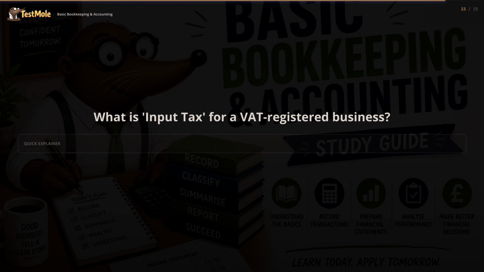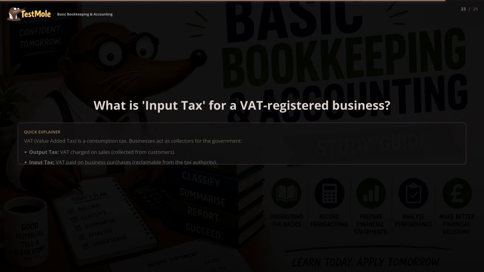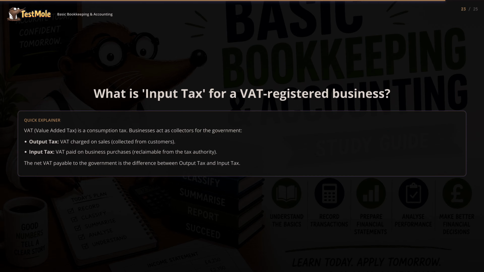What is input tax for a VAT-registered business? VAT, value-added tax, is a consumption tax. Businesses act as collectors for the government. Output tax: VAT charged on sales, collected from customers. Input tax: VAT paid on business purchases, reclaimable from the tax authority. The net VAT payable to the government is the difference between output tax and input tax.